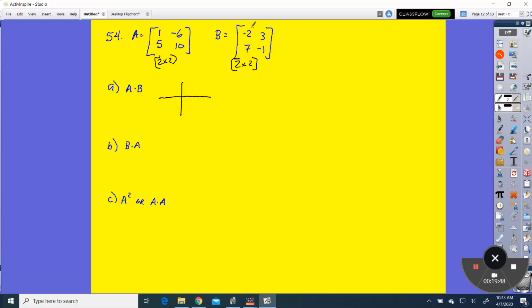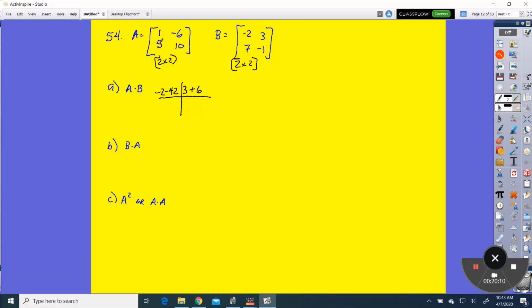So I'm going to go A times B. So remember, the first one in the row to the first one in the column. So 1 times negative 2 is negative 2. Second one, second one. So negative 6 times 7 is negative 42. Now first one in the row, first one in the second column. So 1 times 3 is 3. Negative 6 times negative 1 is 6.